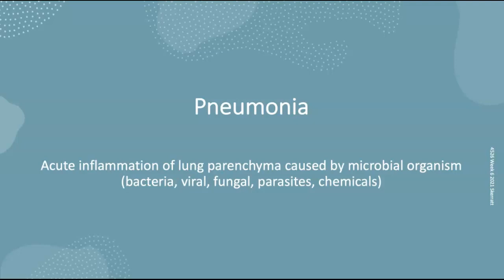Pneumonia is acute inflammation or infection of the lung parenchyma. Remember, parenchyma is the functional tissue of an organ, caused by microbial organisms. In this case, it can be anything from bacteria, virus, fungal, parasites, and chemicals. So I'm going to show you a quick video on pneumonia.